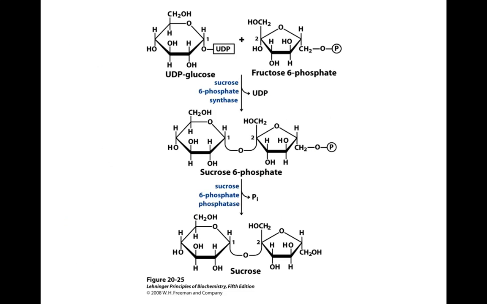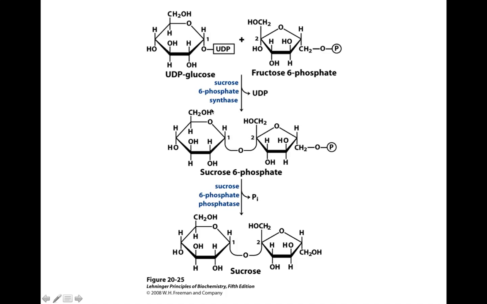The next one is sucrose synthesis. For sucrose synthesis, again, we're going to have an activated glucose. This time it's UDP instead of ADP, so it's a UDP glucose molecule. The other important component is fructose 6-phosphate. Additionally, I apologize because on your outline, it doesn't have the two enzymes that are required. We have sucrose 6-phosphate synthase and sucrose 6-phosphate phosphatase.